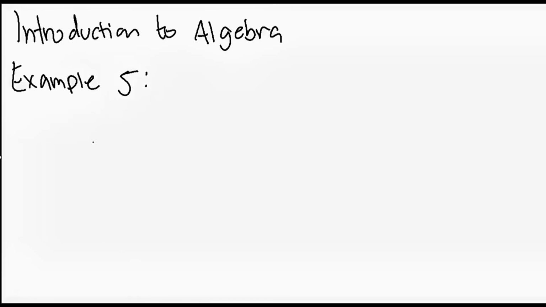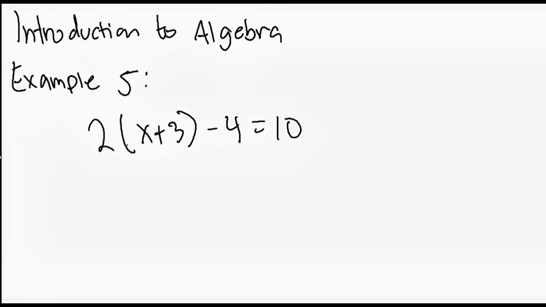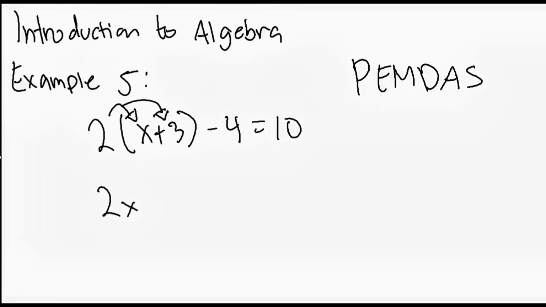So for the last example, let's start with a bit harder example. So let's say 2 times (x plus 3) minus 4 is equal to 10. So notice how we have parentheses here, and we have to remember the term PEMDAS, which means we first have to do parentheses, exponents, multiplication, division, then addition and subtraction. So we have here a parenthesis, so let's expand this equation. So we're going to do this, which is equal to 2 times x is just 2x, and 2 times 3 is just 6. And then we copy this, which is minus 4 is equal to 10.